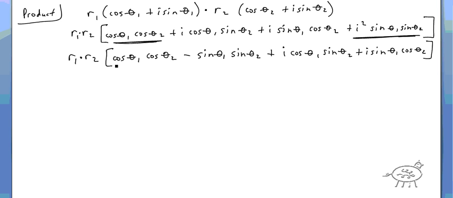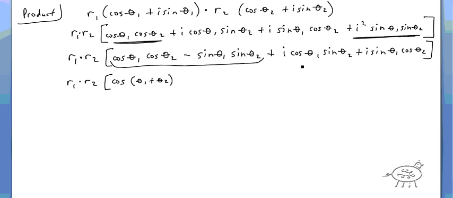And if you can recognize this guy right here, that is actually the cosine sum, right? Remember, that's cosine of A plus B: cosine A, cosine B, and then its opposite sign, minus sine A, sine B. So I can rewrite this now as R1 times R2 times cosine of A plus B, or cosine of theta 1 plus theta 2. Okay, that was kind of nice.